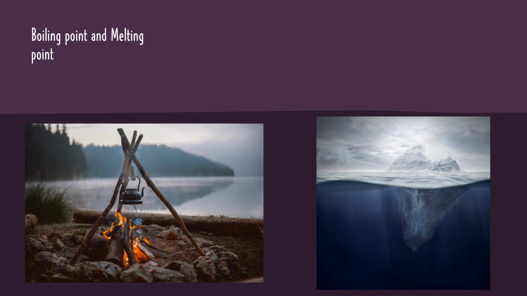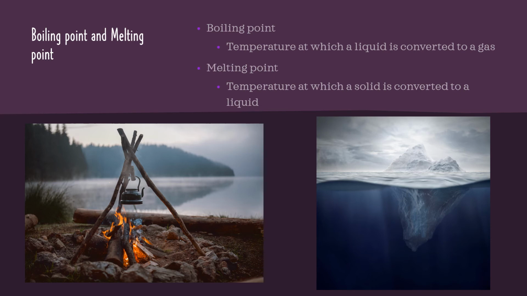Boiling point and melting point of substances is important to know because it can tell you what you're going to see at room temperature. So boiling point is the temperature at which a liquid is converted into a gas. Remember, we're always measuring this in Celsius or Kelvin. We never measure in Fahrenheit, not in science. And the melting point is the temperature at which a solid is converted into a liquid.